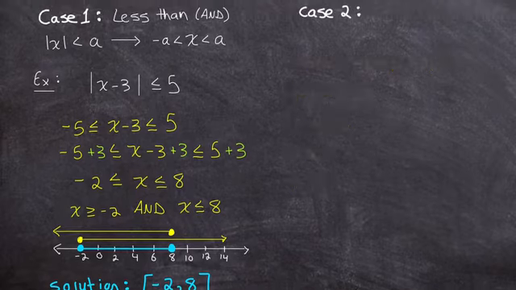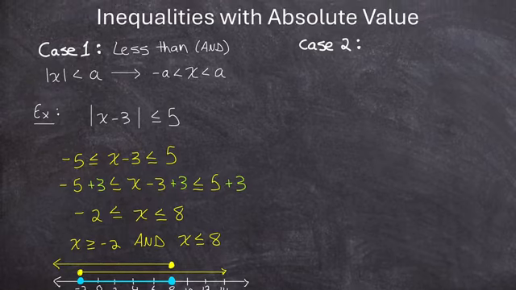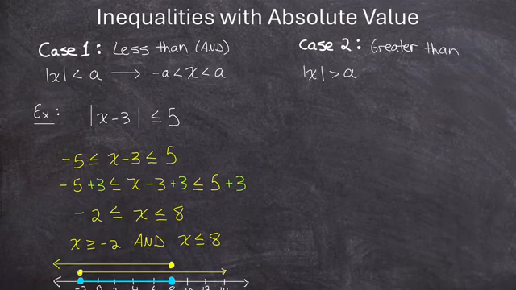And now let's look back at the second case. What if we have the absolute value of a variable greater than a constant? To evaluate this type of inequality, we once again turn it into a compound inequality, but this time an OR inequality. The absolute value of x would be greater than a if x was greater than a, or if x was less than negative a. And let's do an example so you can see how that works.